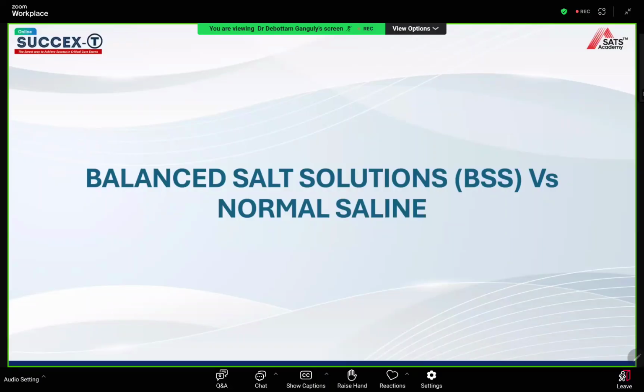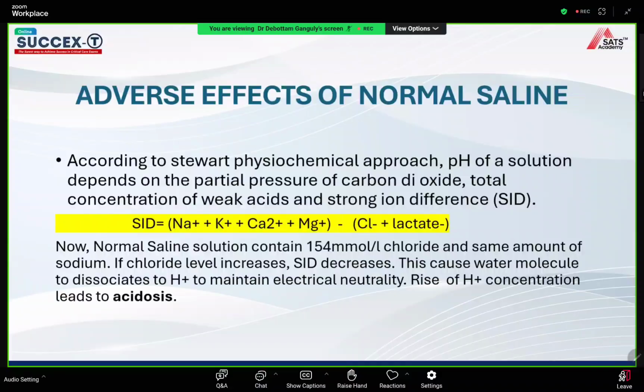So what is the problem with normal saline? The most commonly used fluid till date in the ICU and ward is normal saline. It is quite cheap, and we have been using it for many years, but there are some adverse effects as we know by this time. According to the Stewart physicochemical approach, the pH of a solution depends on the partial pressure of carbon dioxide, the total concentration of weak acid, and the strong ion difference. The strong ions are sodium, potassium, calcium, magnesium, and the difference between chloride and lactate.